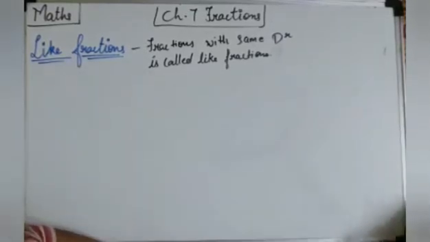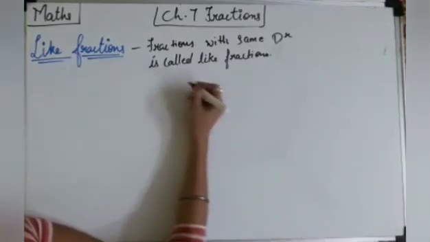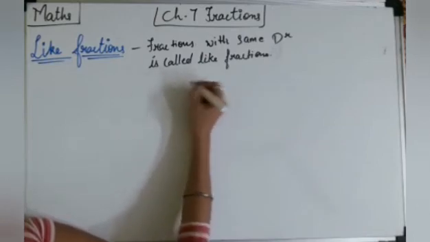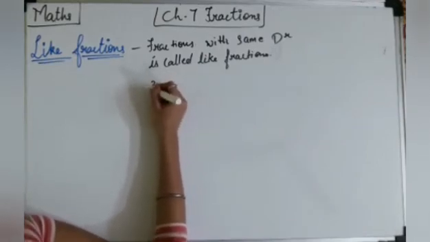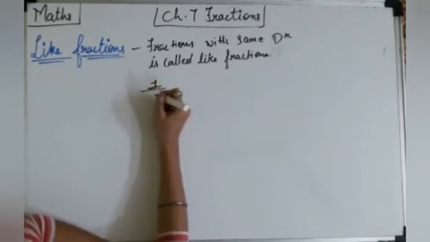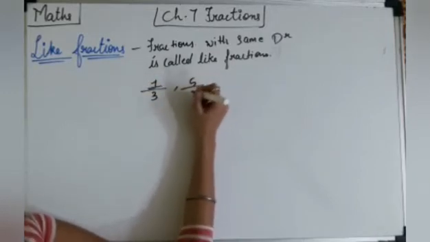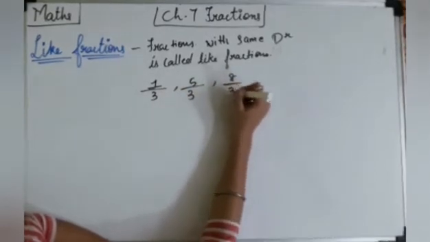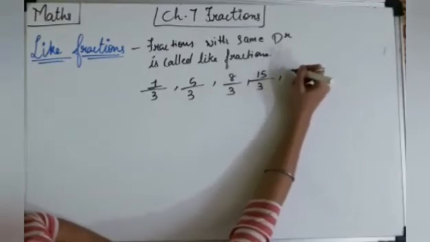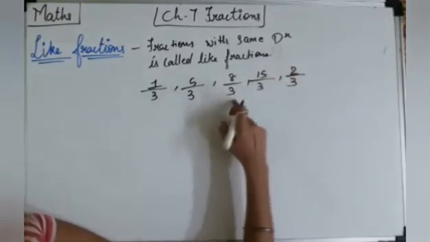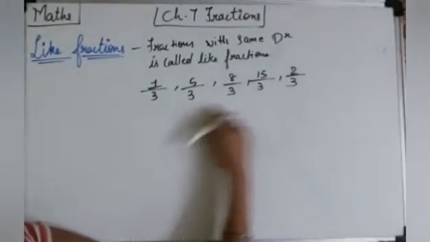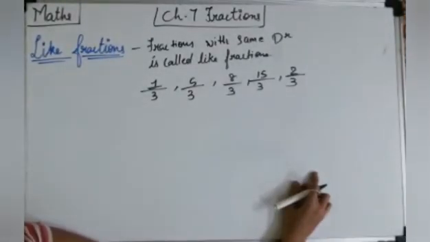First we will write like fractions. Like fraction means the denominator should be same. So we take the denominator as 3 this time. 1 upon 3, 5 upon 3, 8 upon 3, 15 upon 3, 2 upon 3. So 1, 2, 3, 4, 5. We have made 5 pairs of like fractions.